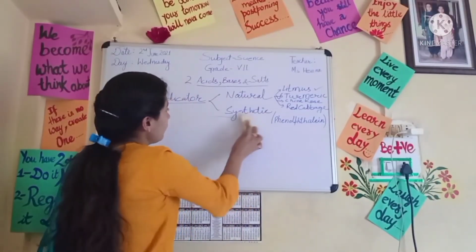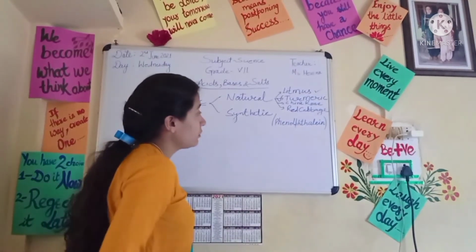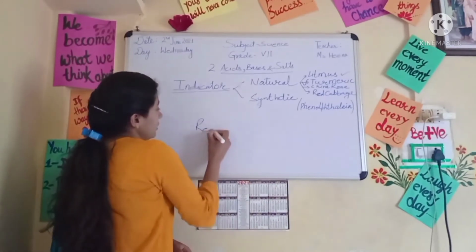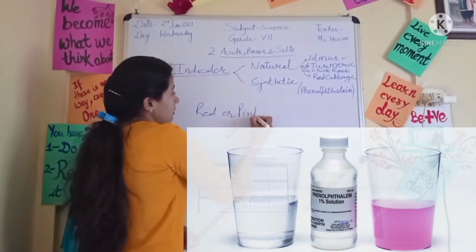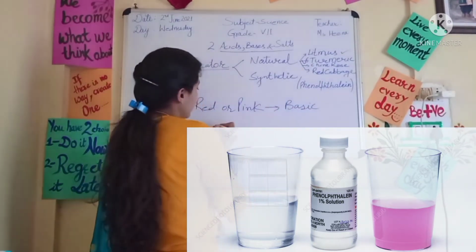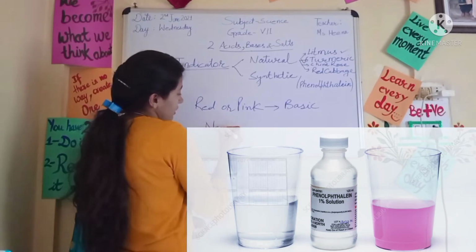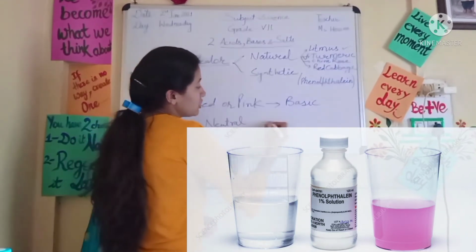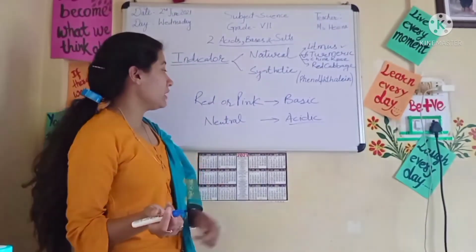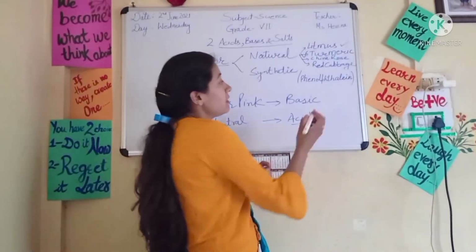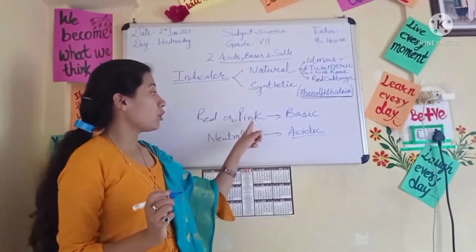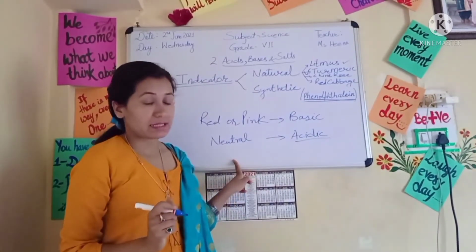Now the last we have is phenolphthalein, a synthetic indicator. It's generally a colorless chemical which turns red or pink in basic solution and remains unchanged, or neutral, we can say, in acidic solution. So can you tell me, if I add citric acid, meaning lemon juice, to phenolphthalein, will its color change to red or pink or remain neutral? Yes, it is neutral.